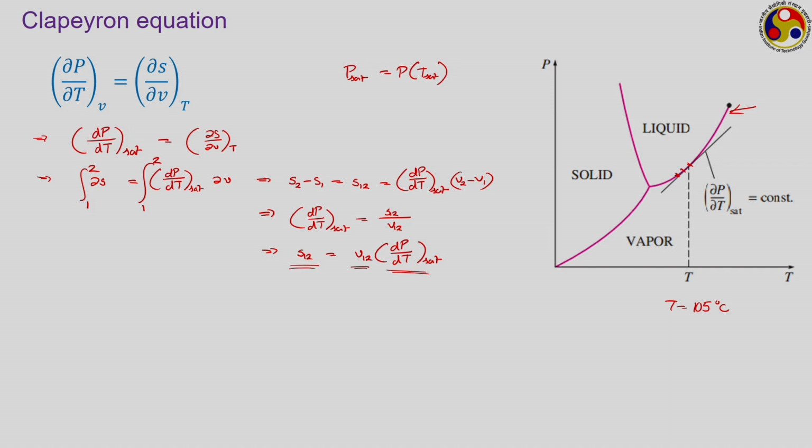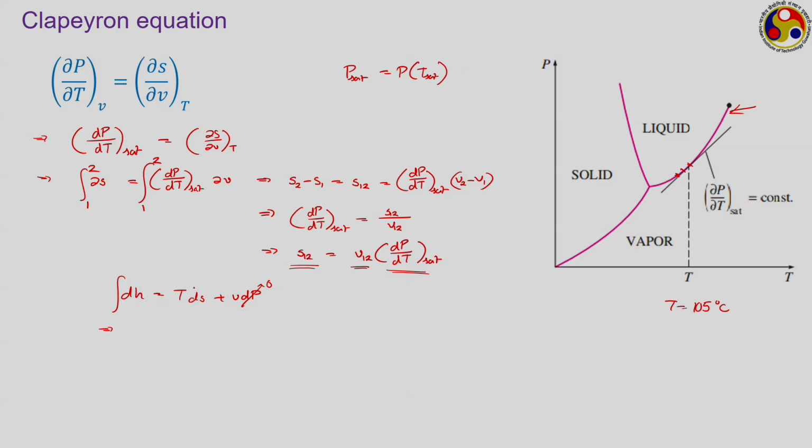And if we want to calculate the change in enthalpy, we have to make use of the TdS relation. What will be the TdS relation? We know that dH is equal to TdS plus VdP. Now, when the phase change process is going on, that is from liquid to vapor or any similar phase change process, we know that both pressure and temperature remain constant, that is dP goes to 0 and temperature remains constant.